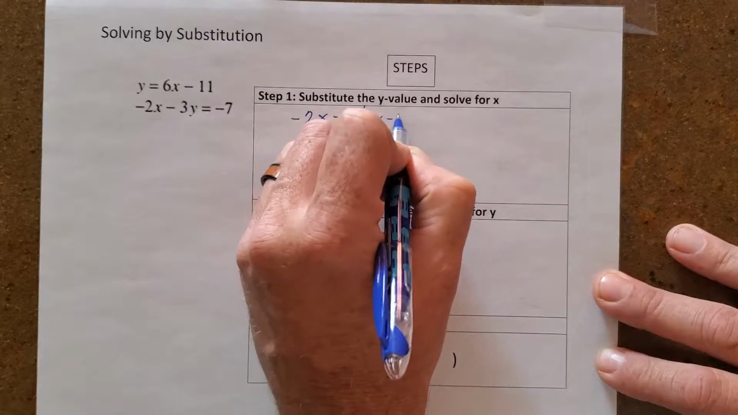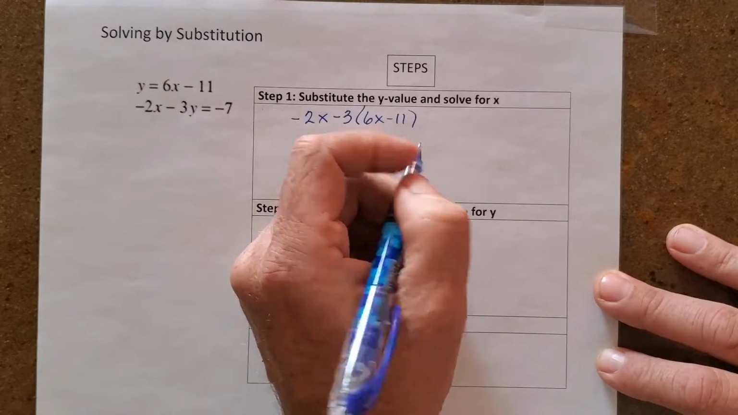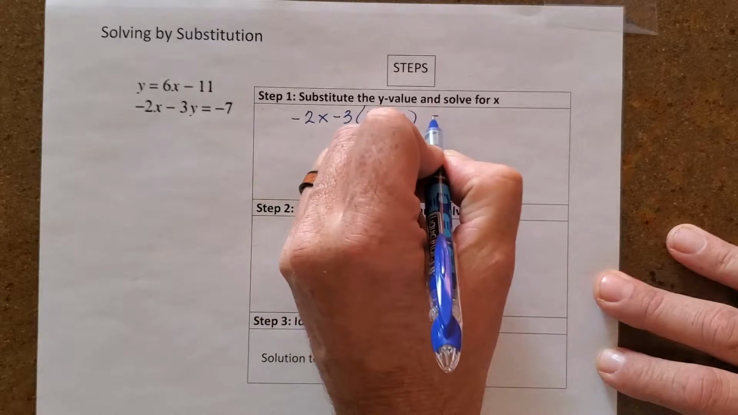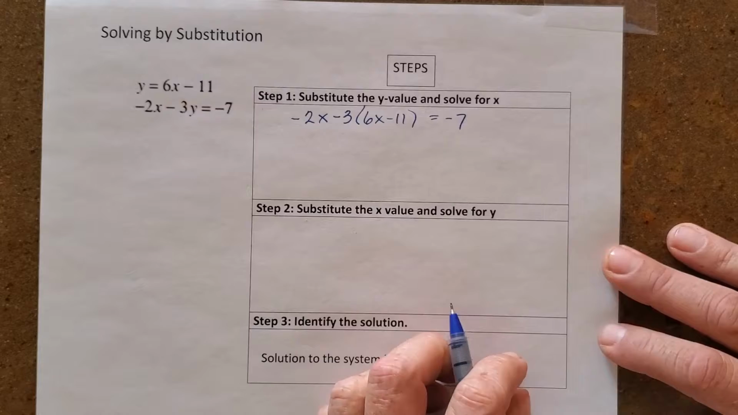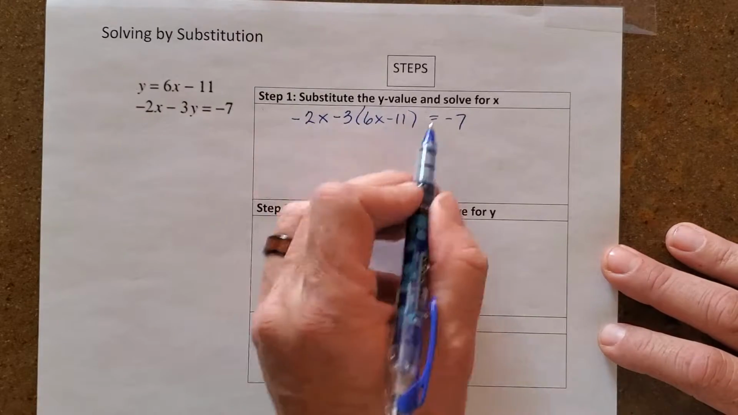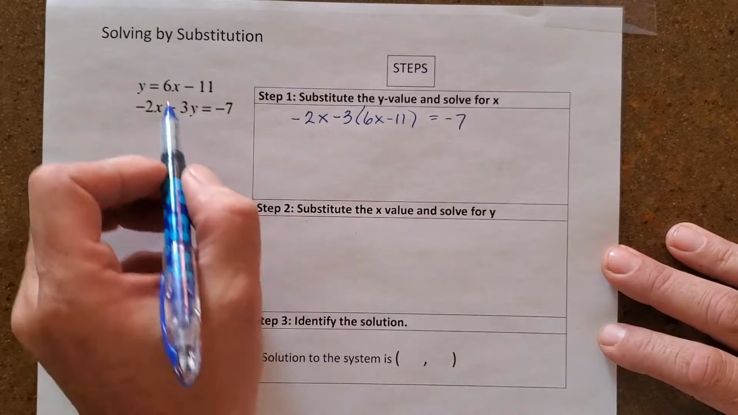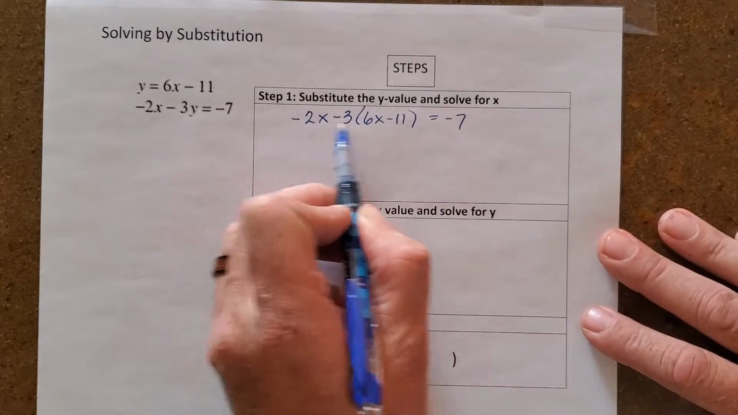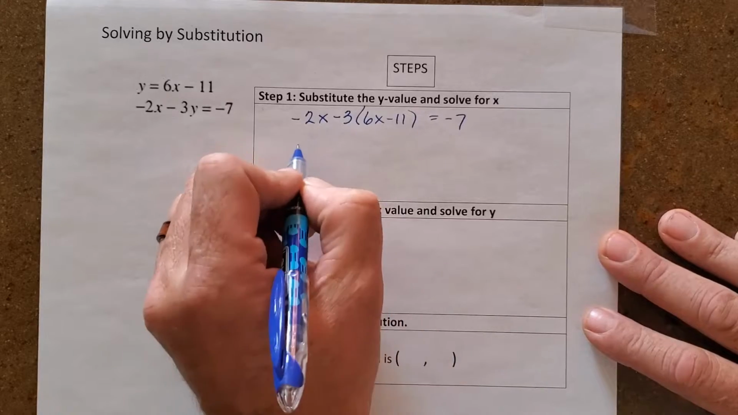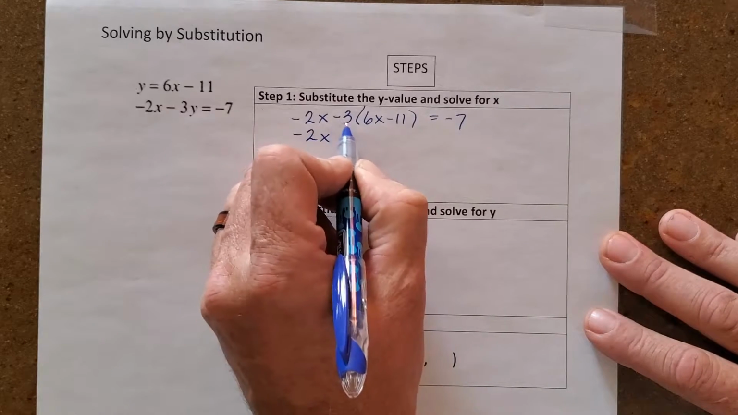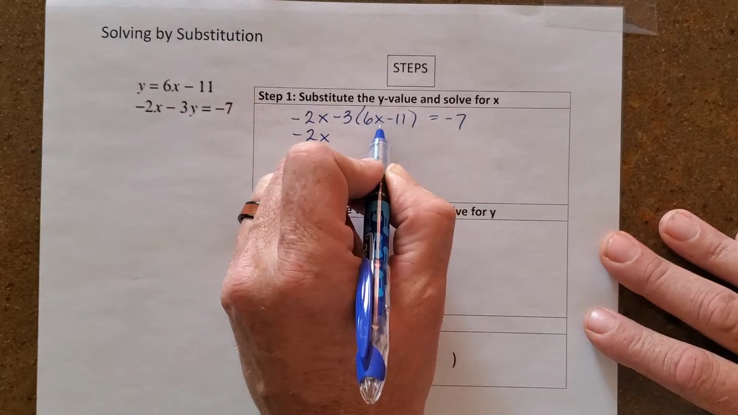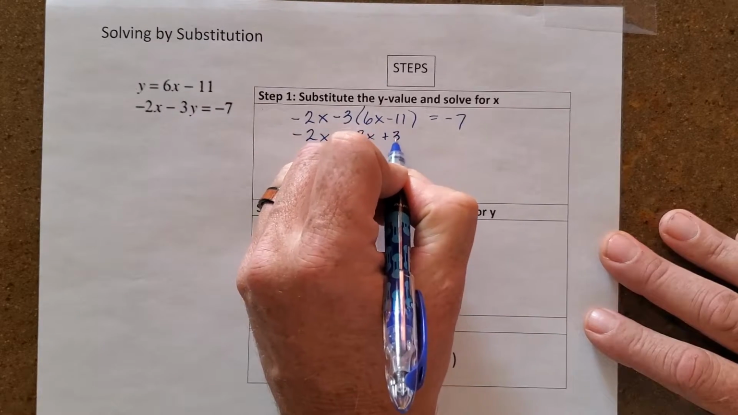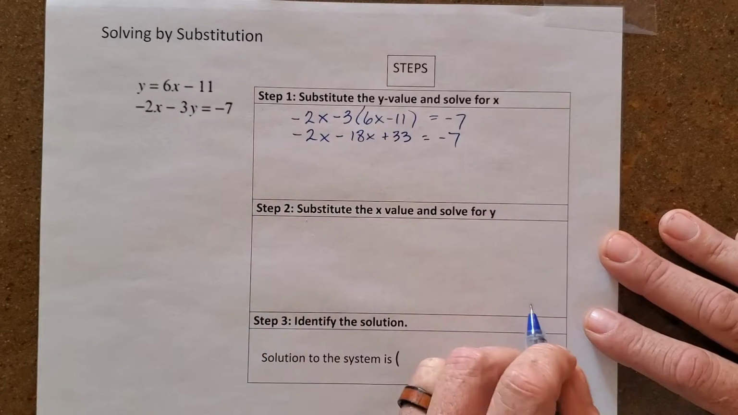So 6x minus 11 equals negative 7. I'll slow down just a little bit here so you can get a grasp on this. I took this part right here and plugged it in for y. Then from here, I'm going to follow my order of operations. I have negative 2x. I'm going to distribute this negative 3 into both of these two terms, which gives me a negative 18x plus 33 equals negative 7.